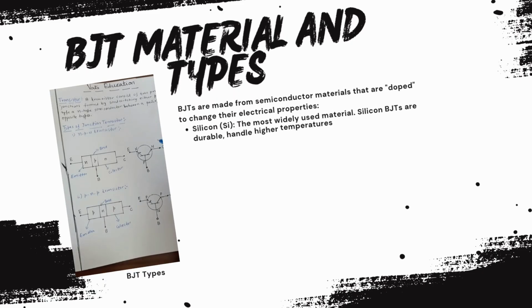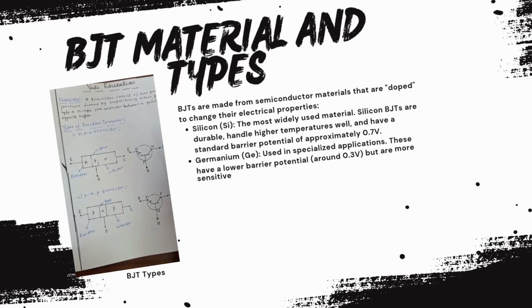What is a transistor? A transistor consists of two p-n junctions formed by sandwiching either p-type or n-type semiconductor between a pair of opposite types. There are two types of junction transistor. First one is NPN transistor and second one is PNP transistor. This portion is called emitter, this is called base, and this is called collector. This is the circuit symbol for NPN transistor and this is for PNP transistor.